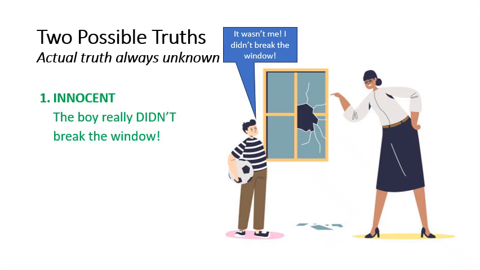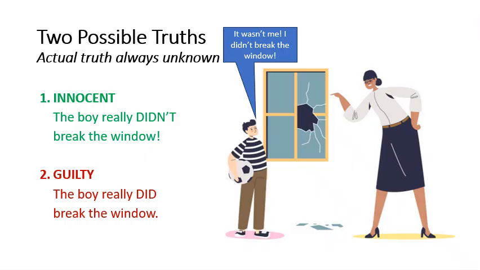So maybe the actual truth, the thing that really happened, is that this boy is innocent. He really didn't break the window. Maybe that's the truth. Maybe this boy is guilty. Maybe he really did break the window, and maybe that's the truth, and we cannot know.